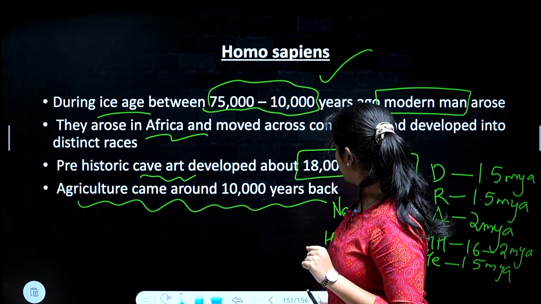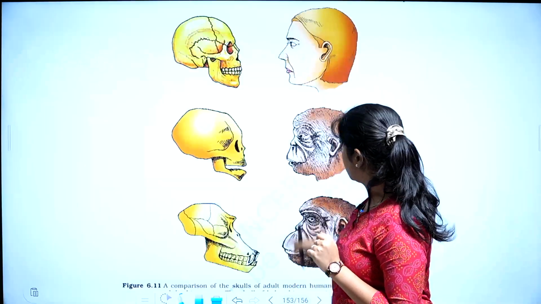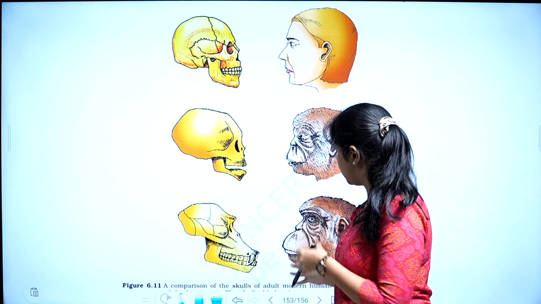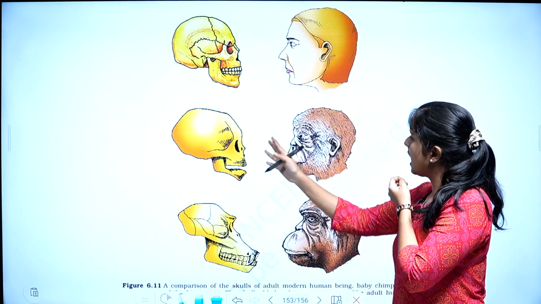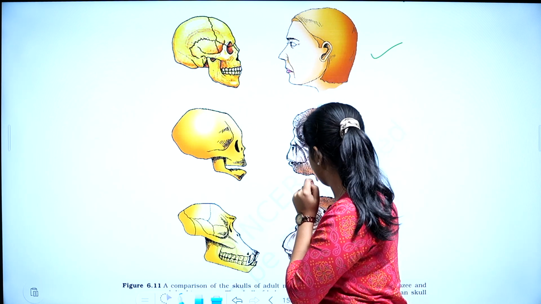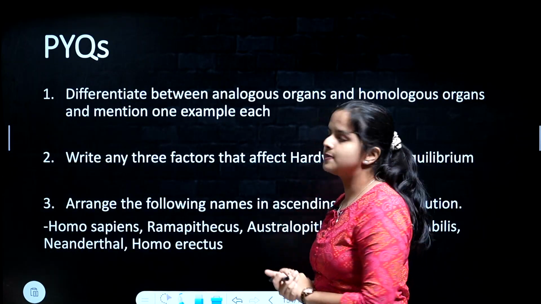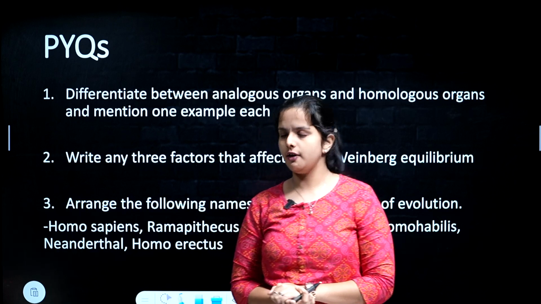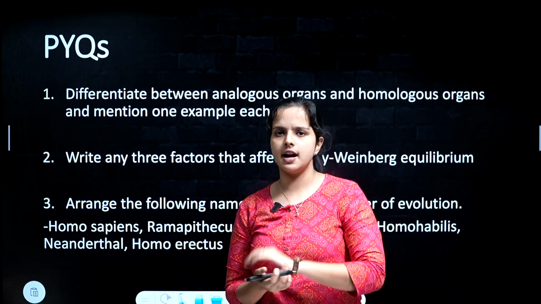Okay, so now moving on, I'll just show you a picture of the human brain. This was the brain of the older man, and as we developed, we have a brain like this right now with a very high capacity. Okay, now let's move into previous year questions. And while discussing these questions, we'll almost revise all the topics.